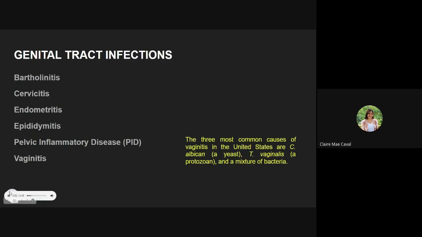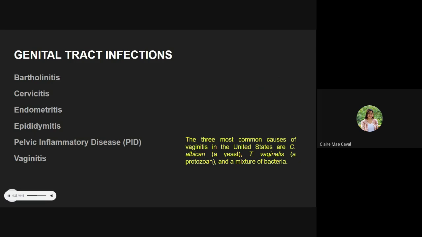So these are the different terms or terminologies relating to genital tract infections. First, we have Bartholinitis. It's an inflammation of the Bartholin's ducts in women. Then you have cervicitis, inflammation of the cervix. Endometritis, inflammation of the endometrium. Epididymitis, inflammation of the epididymis.